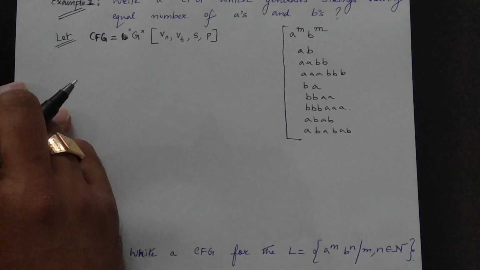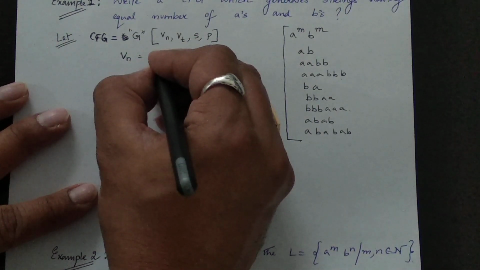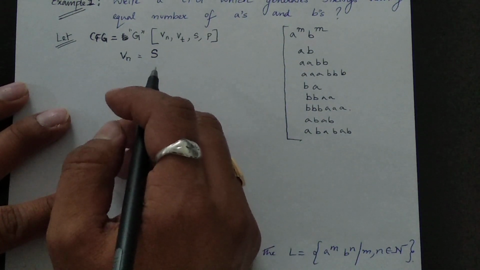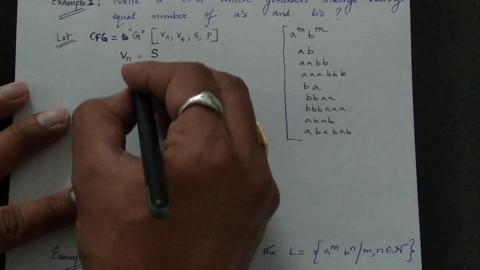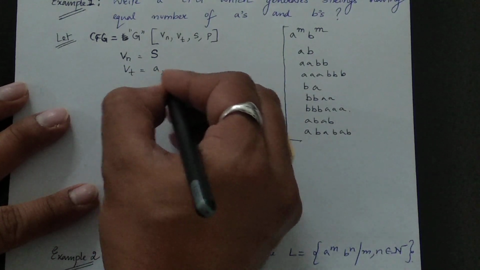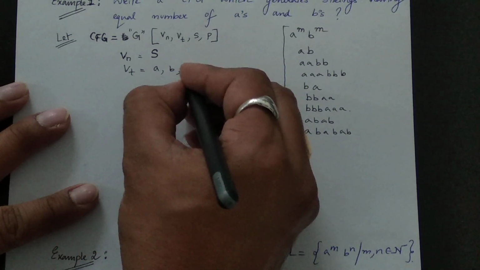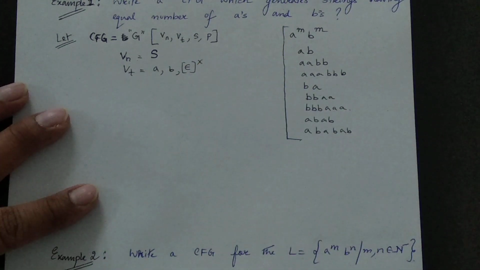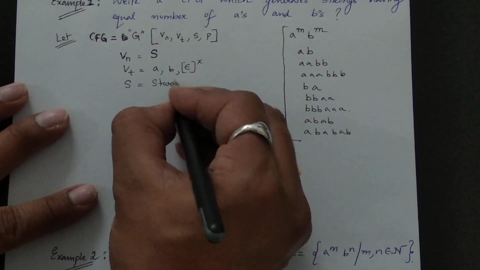Now we have to check what kind of grammar we can make. I'll take only one non-terminal, so VN I will take as, suppose, capital letter S. This is my logic. Once you do two to three numericals, it will be easy to understand how to apply this logic. VT I have taken as A and B. If you require epsilon also, that is a different case, so I won't consider it right now. Next is your start symbol, so S is your start symbol.